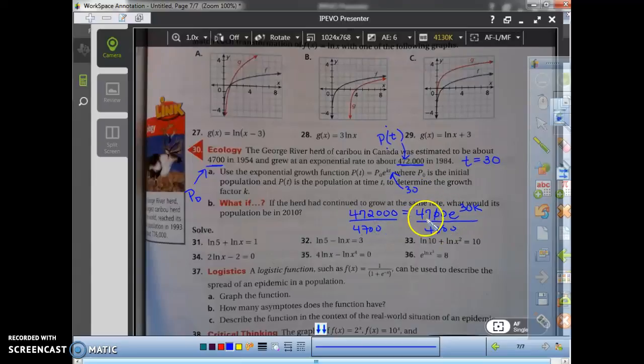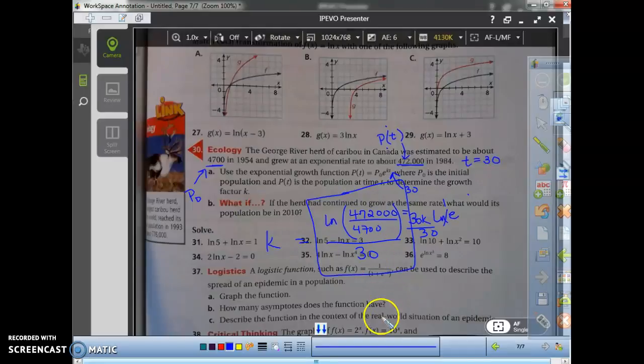So this is gone, 4,700 divided by 4,700 is just 1. And now I'll take the natural log of this on the left, and of course I take the natural log over here. So the 30K just comes down in front. So this is gone. Everything's gone. This is 1 divided by 30. So K is exactly that. K is exactly that value.